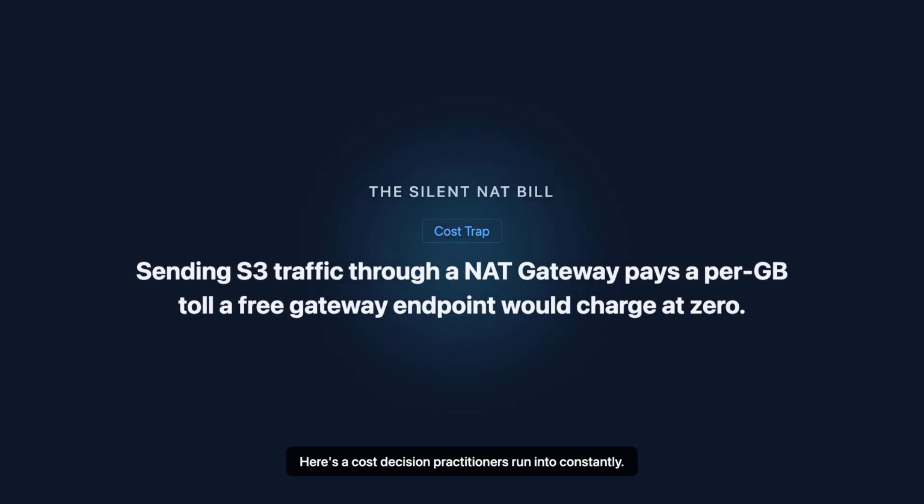Here's a cost decision practitioners run into constantly. Imagine a data pipeline pulling a terabyte of data a month out of S3, and that traffic flows through a NAT gateway. You're paying a per gigabyte data processing toll on every byte, for traffic a free S3 gateway endpoint would have carried at zero cost. It's like driving across town and paying a toll each way just to mail a letter to your next-door neighbor, when there's a free gate in the shared fence. The fix is one of the most common cost optimization moves there is: add S3 and DynamoDB gateway endpoints to your VPCs.